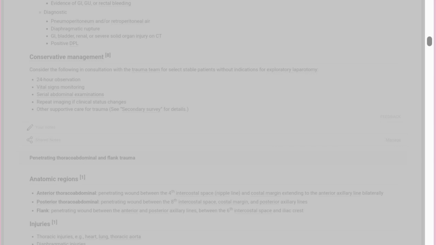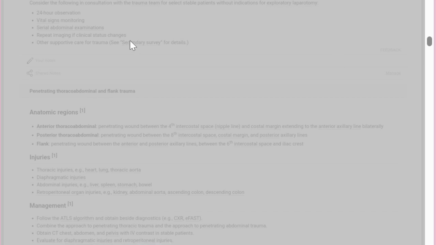Management. Follow the ATLS algorithm and obtain bedside diagnostics, for example CXR, EFAST. Combine the approach to penetrating thoracic trauma and the approach to penetrating abdominal trauma. Obtain CT chest, abdomen, and pelvis with IV contrast in stable patients. Evaluate for diaphragmatic injuries and retroperitoneal injuries.